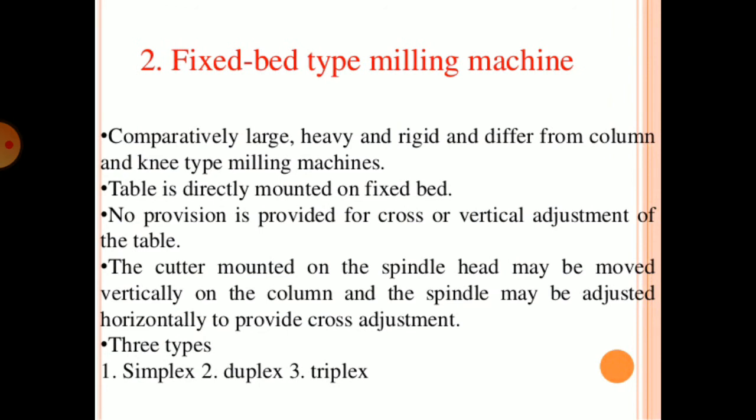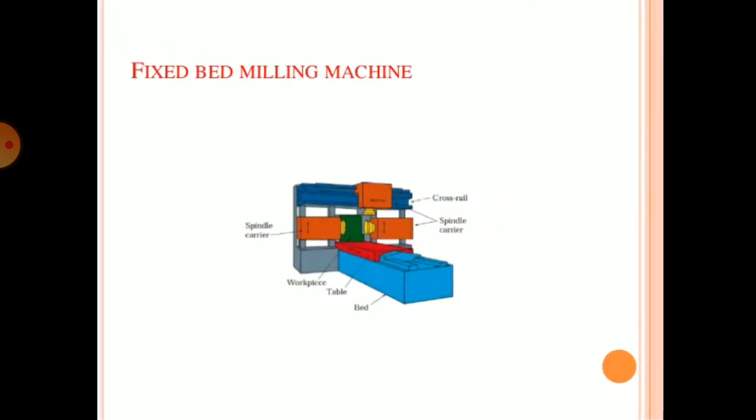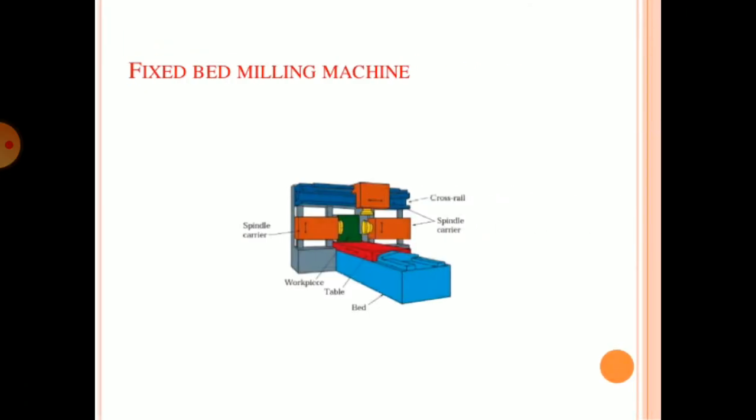Fixed bed type milling machine. It is comparatively large, heavy and rigid and differs from column and knee type milling machines. Table is directly mounted on fixed bed. Three types are simplex, duplex and triplex. This is a fixed bed milling machine.